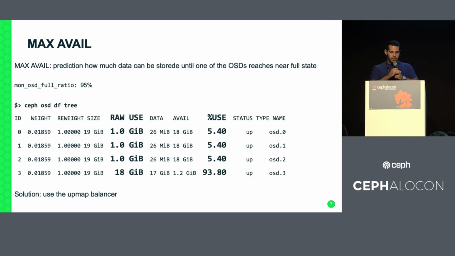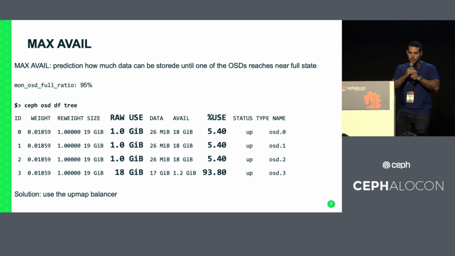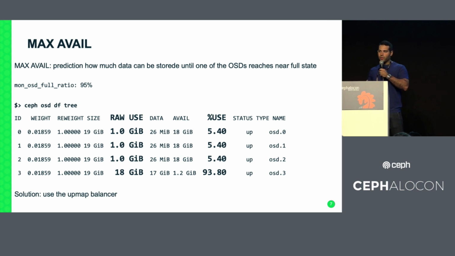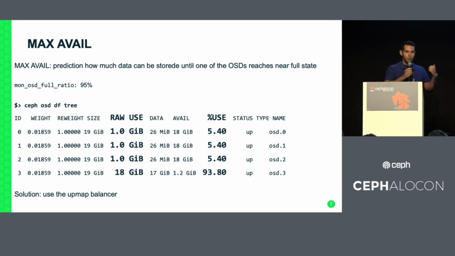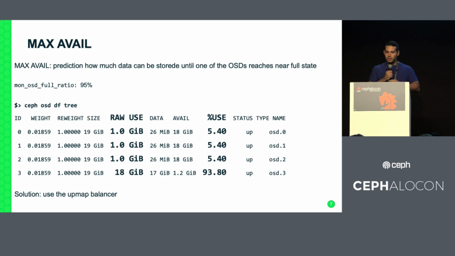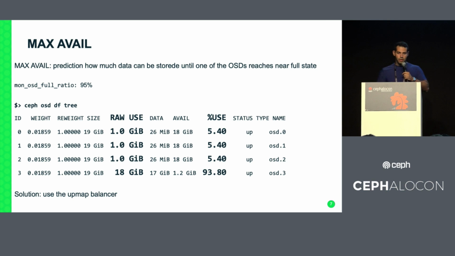Well, if you look at the data distribution, the OSDs are unbalanced, to say the least. All of them have 5% used, and one of them has 94% used. So we discover here that max available is not really how much data is free on your cluster. It's just how much data you can still write before any one of the OSDs becomes full. So it's maybe a little bit misleading, but that's the case. So the solution here is very simple. You just have to rebalance data across your cluster. You can use the upmap balancer, and you'll be good to go.